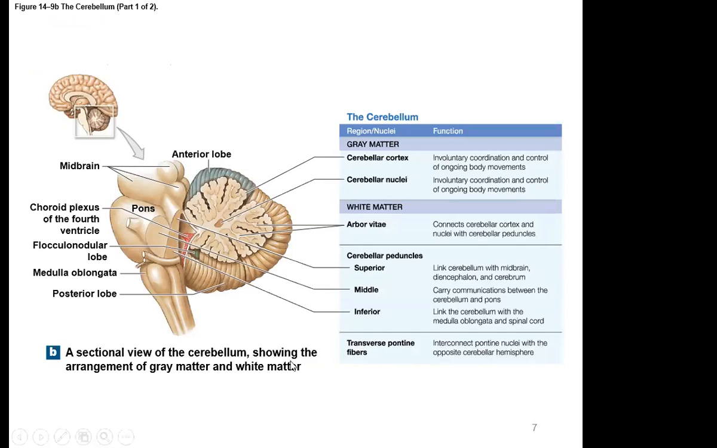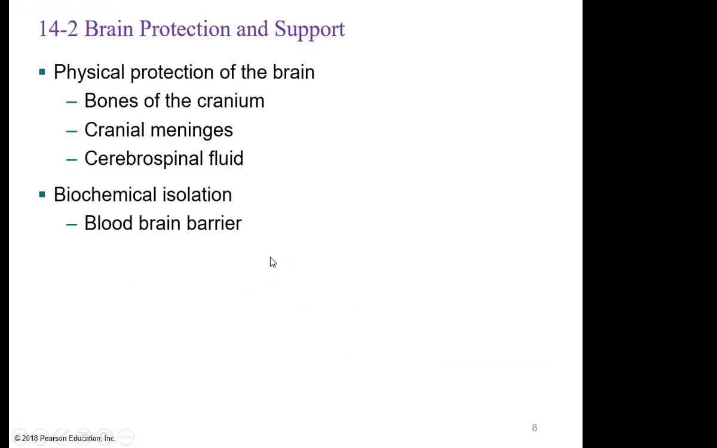Here's a little graph type picture for you. For those of you who like this, this breaks down all of the different structures that we've kind of already talked about a little bit, except for these transverse pontine fibers. I didn't mention that one, but what you can see right here is that the cerebellum sits posterior to the brainstem. And so right here, there is going to be a link between the pons and the cerebellum. We call those the transverse pontine fibers that will connect the pontine nuclei with the opposite cerebellar hemisphere. So if you like that, use that.